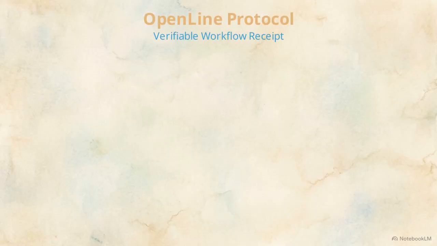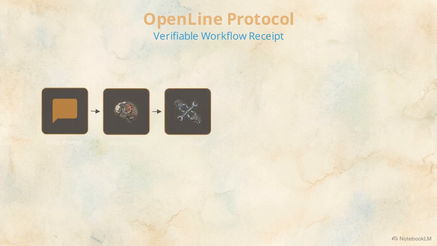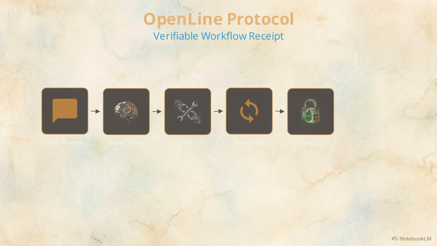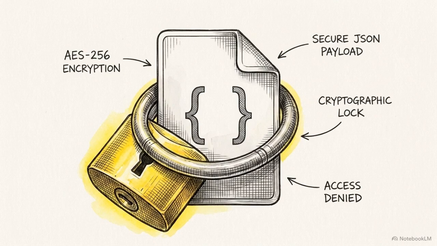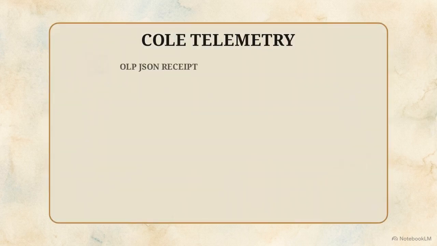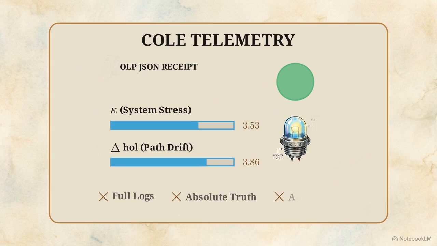It structures the entire chronological workflow: the original user prompt, the model selected, the tool handoffs, the retry loops, the authorization, the final cost, and any human corrections made along the way. Right now, OpenLine packages this workflow into typed claim and evidence graphs. It secures them with Ed25519 cryptography and exports them as a lightweight, portable JSON receipt. You can feed that JSON receipt directly into the Cole dashboard to trigger run-level telemetry. Cole reads the receipt to measure system stress, known as kappa, and path drift, known as delta hole, outputting simple green, amber, or red indicator lights.